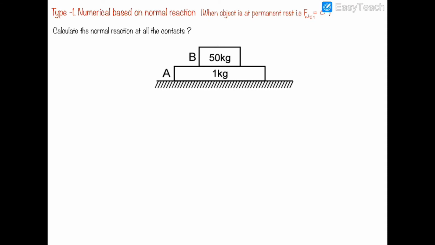Hi guys, in this video I am starting with the numericals which are based on normal reaction, and there are two sets of problems in these type 1, in which the first one is that in which the net force acting on that object is 0, and I have written in the bracket that when the object is at permanent rest. I can make myself clear that these are two different situations: when an object is at rest and when the net force on that object is 0.